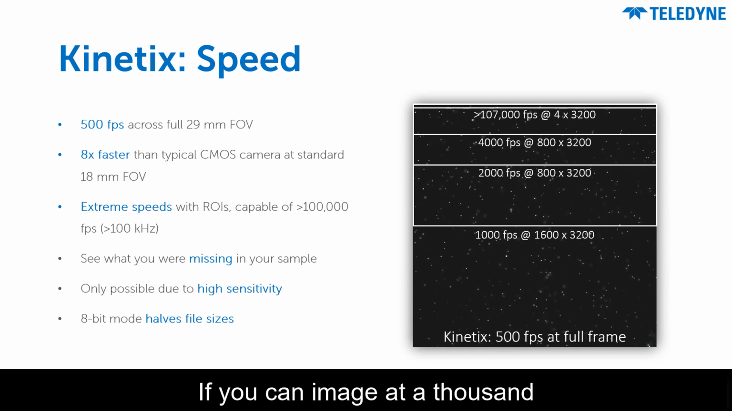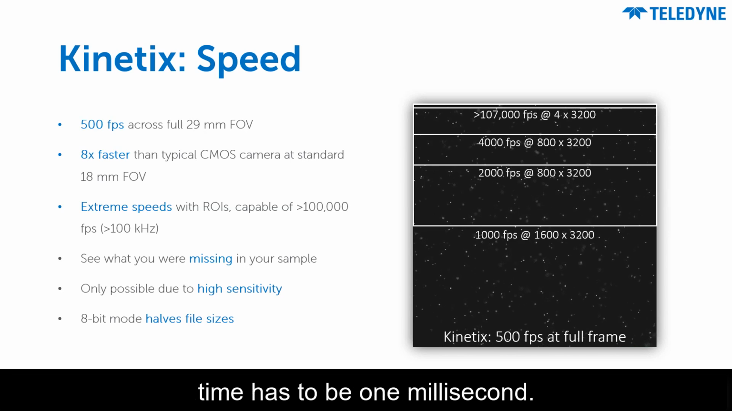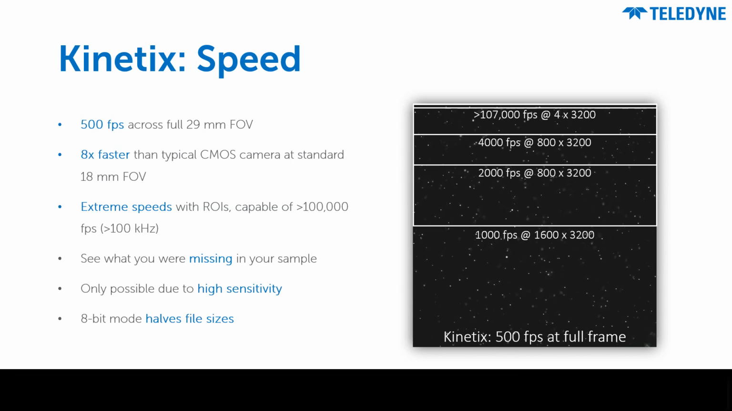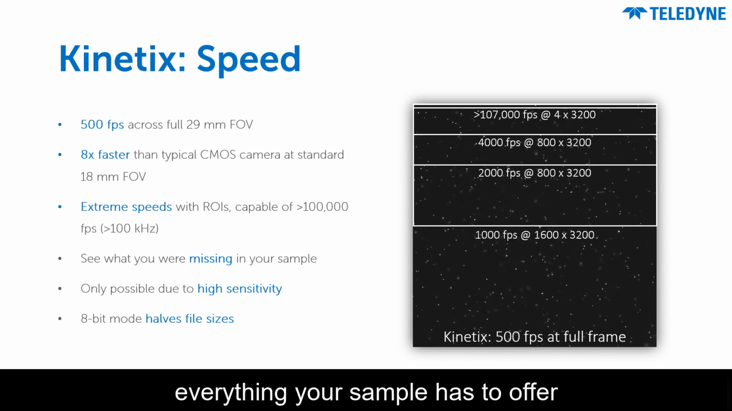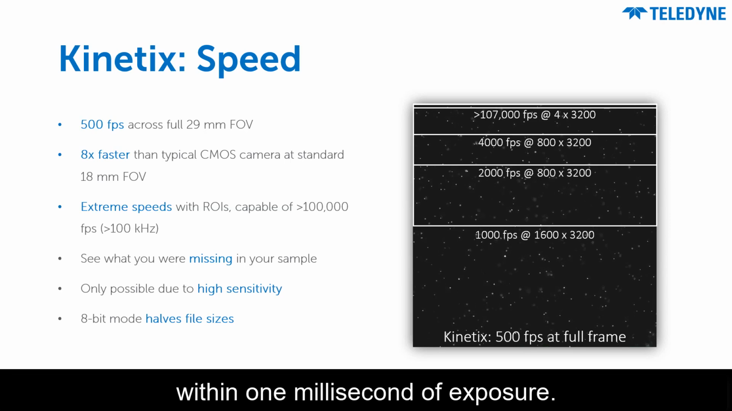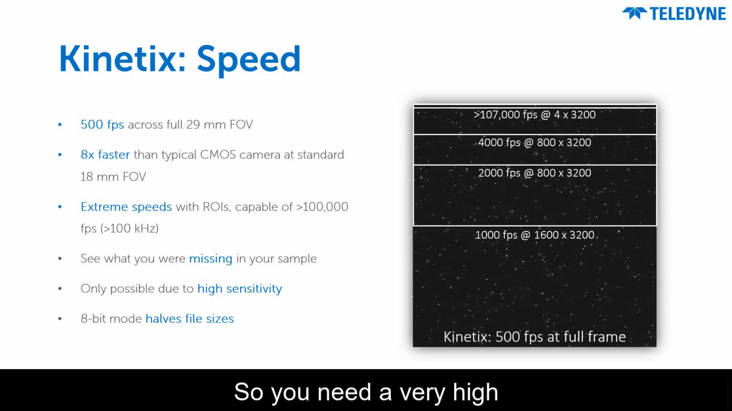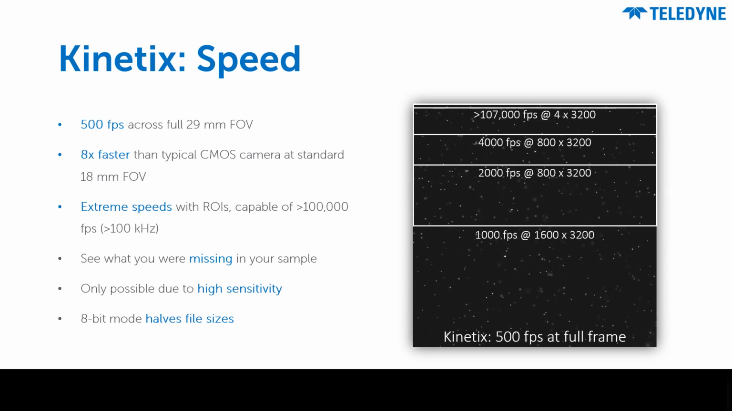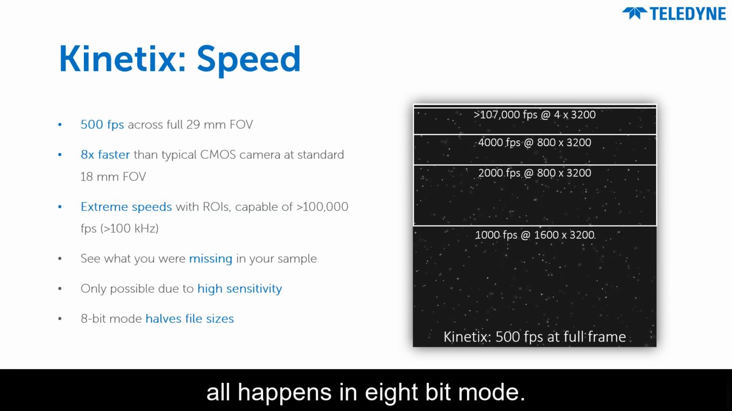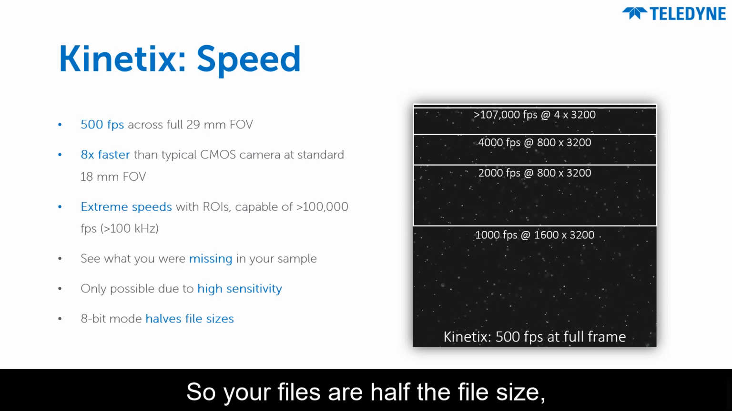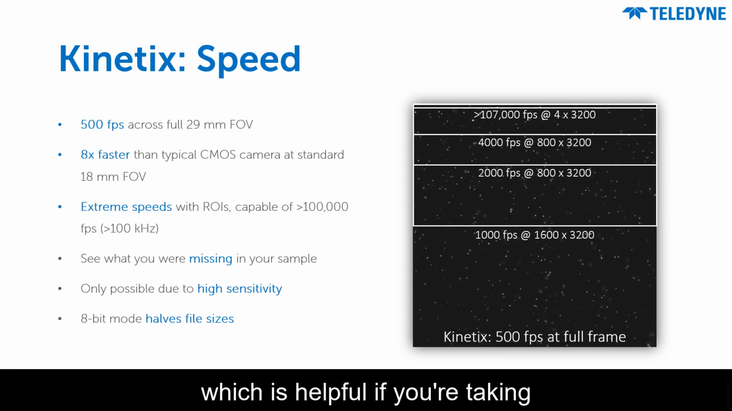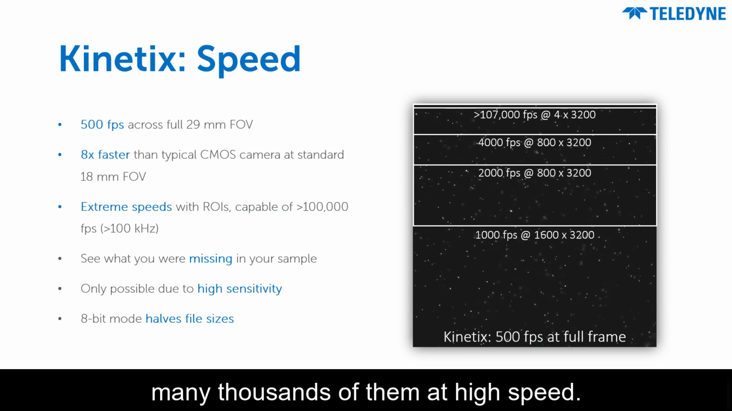If you can image at 1,000 frames a second, your exposure time has to be 1 millisecond. This means you need to be able to detect everything your sample has to offer within 1 millisecond of exposure. So you need a very high sensitivity camera. And as another bonus, this all happens in 8-bit mode. So your files are half the file size, which is helpful if you're taking many thousands of them at high speed.